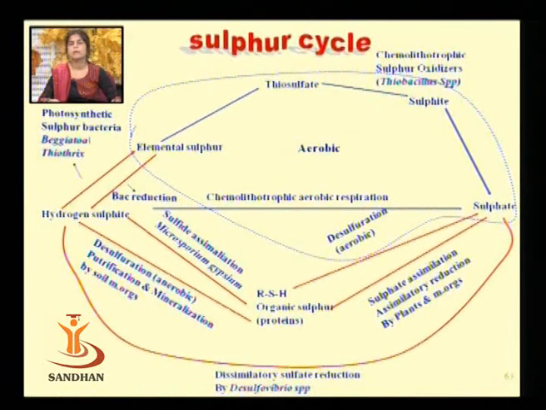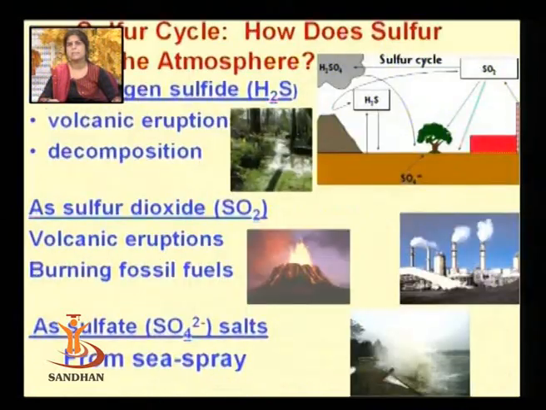Chemolithotrophic groups of organisms often convert hydrogen sulfide to sulfate. So this is the general overview of the sulfur cycle. Let us see each step in detail.